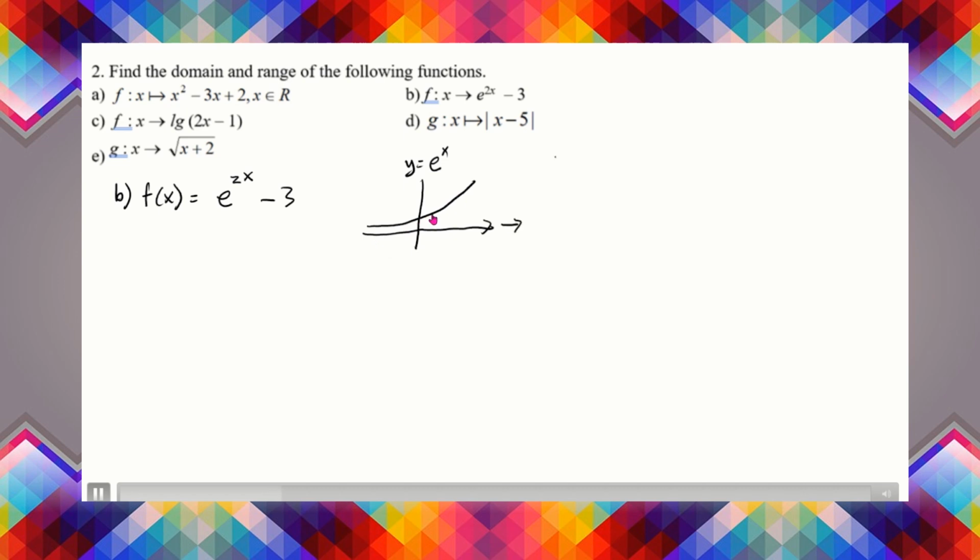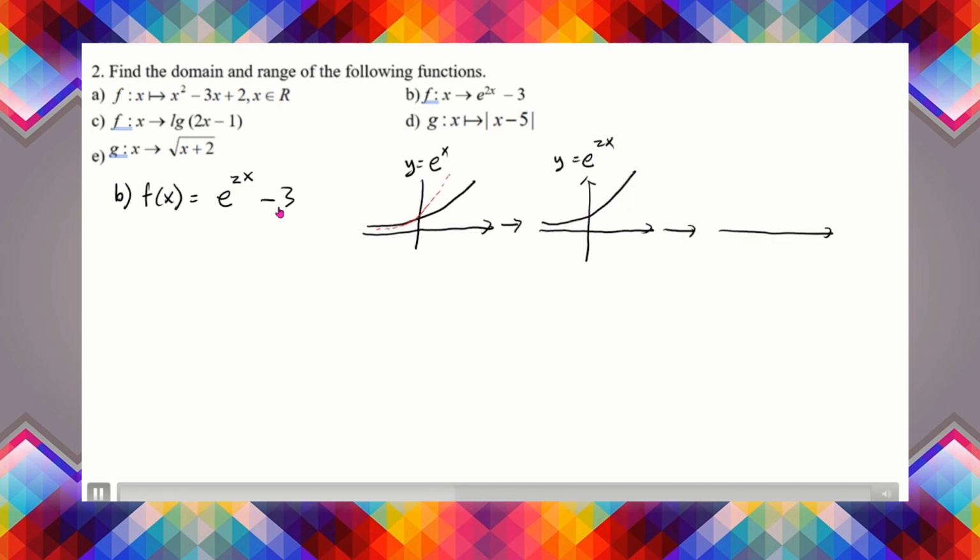Then from the parent graph, we carry out the x transformation, that is 2, so it means an enlargement of 1 over 2. For enlargement 1 over 2, you know that the scale factor is less than 1, so the image will get nearer to the y-axis. So after the enlargement, that is the curve for e power 2x.